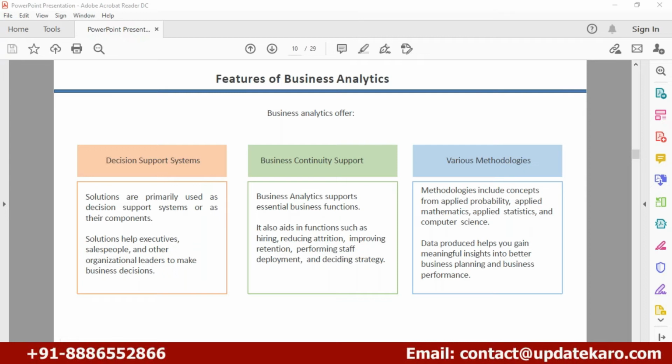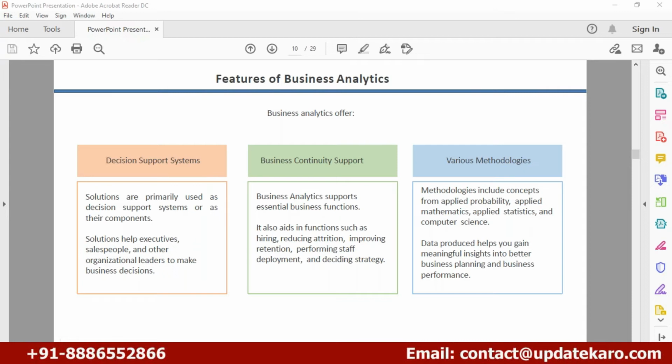So you understand the pattern, right? So it helps executives, salespeople, and other organizational leaders to make their business decisions. Based on that, they can take their critical business decisions based on the old data that they have, after understanding the business insights. So the second one is business continuity support.